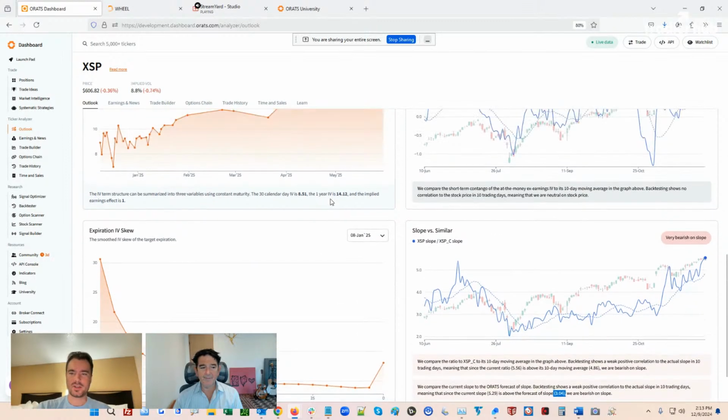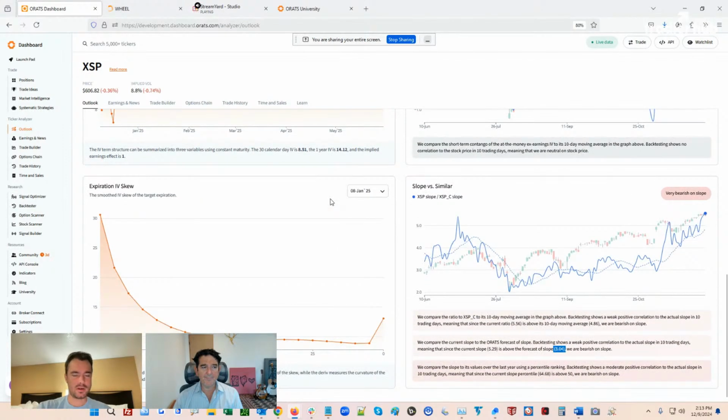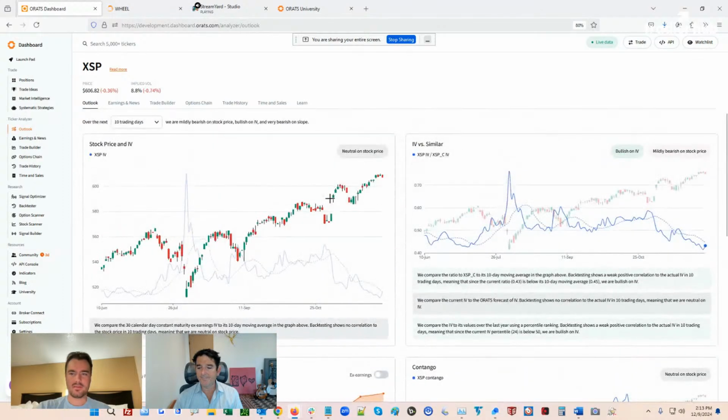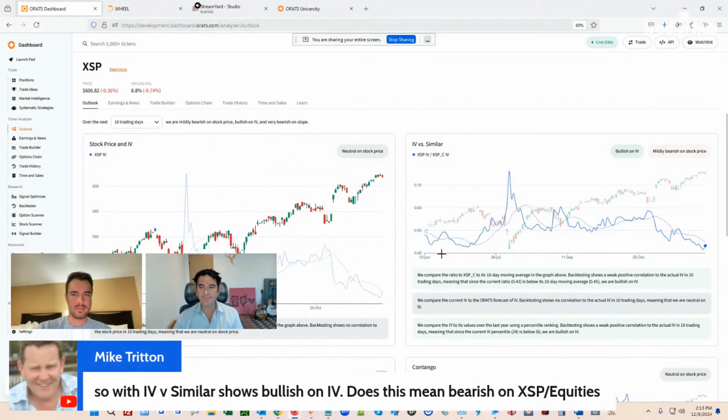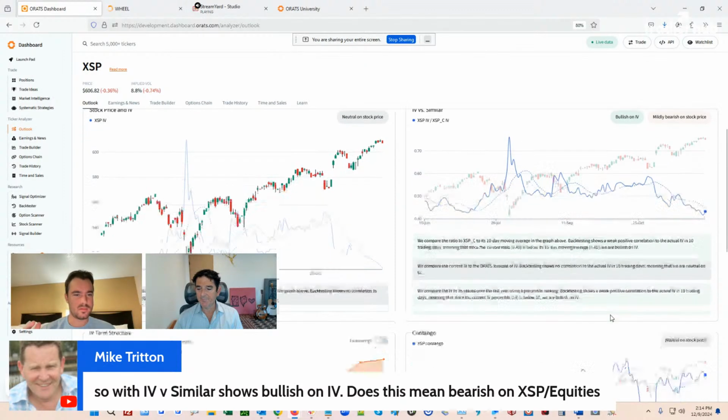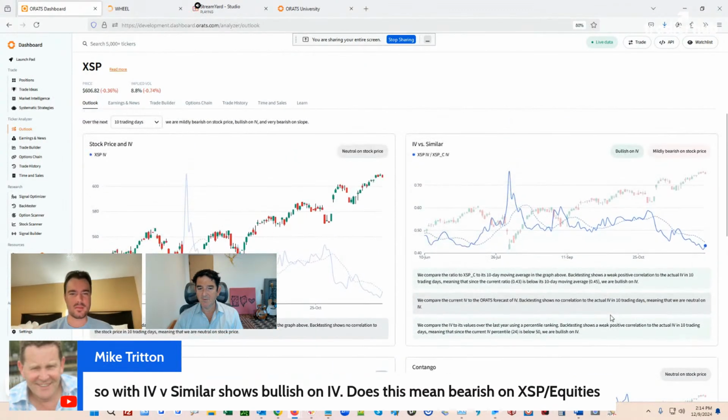So we did get a question on the implied volatility chart, asking if it shows bullish on IV. Does that mean we're bearish on XSP? I wouldn't say necessarily, because ORATS does not make predictions on the direction of equities, but we want to give you the signals and the indicators to sort of draw your own conclusion based on the data, right? So you got to look at the implied volatility as well as the contango, as well as the slope, right? Is there anything else to add to that, Matt?